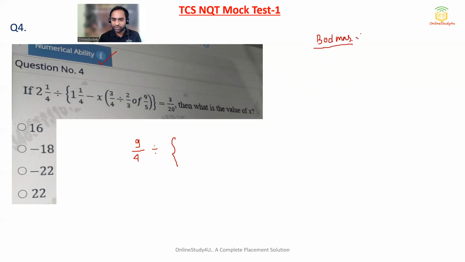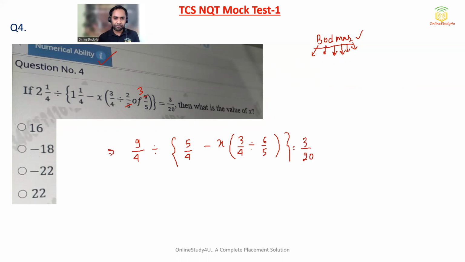So what is BODMAS? You need to understand. Bracket, of, division, multiplication, addition, and subtraction. So 4 1 ja 4 and 1, 5 by 4 minus x into. So this bracket you have to solve. But before division you have the 'of'. So 3 3s are, so this will become 3 by 4 divided by 6 by 5, right? So 3 into 2, 6 by 5, will be equal to 3 by 20.